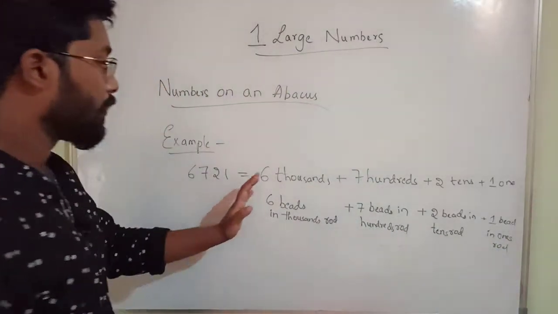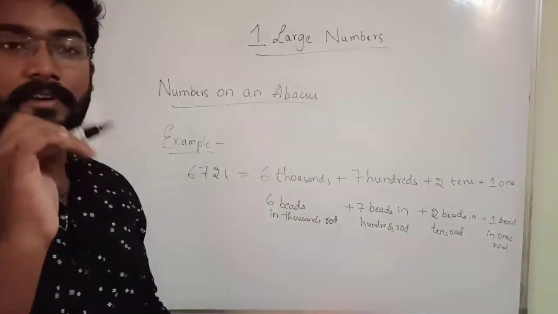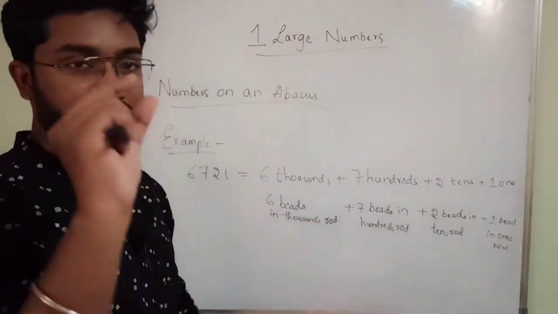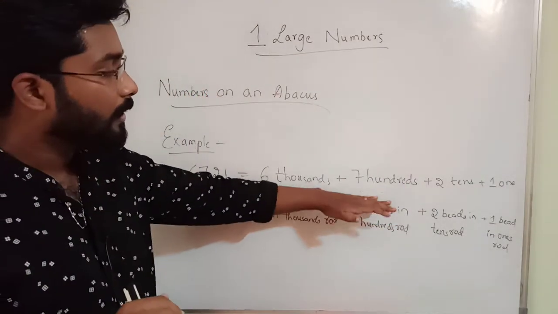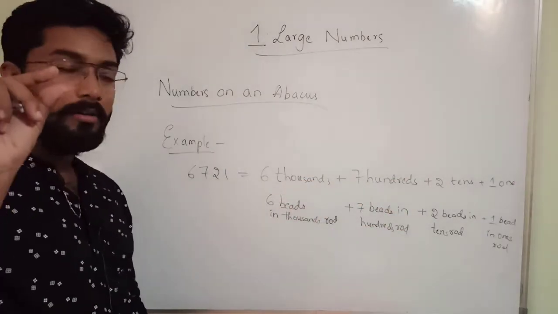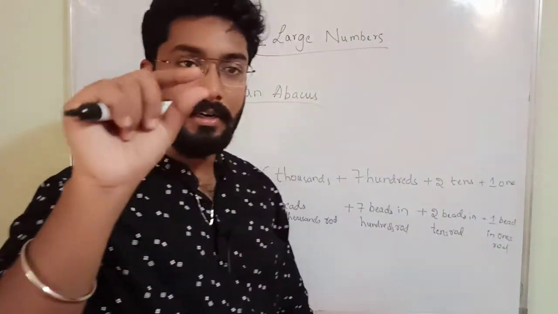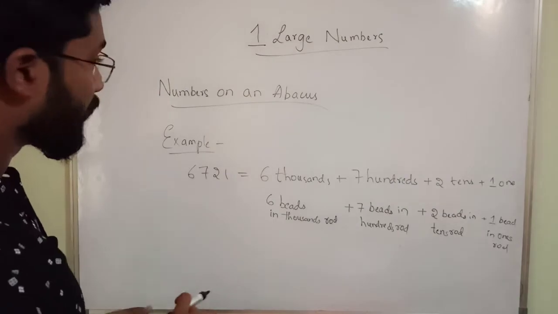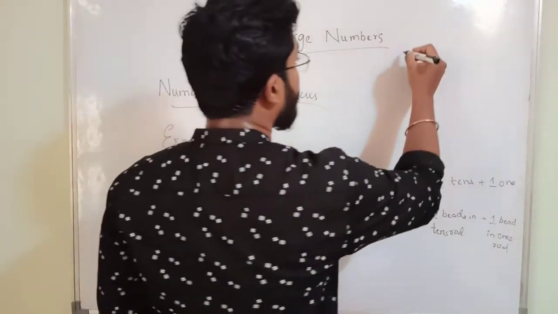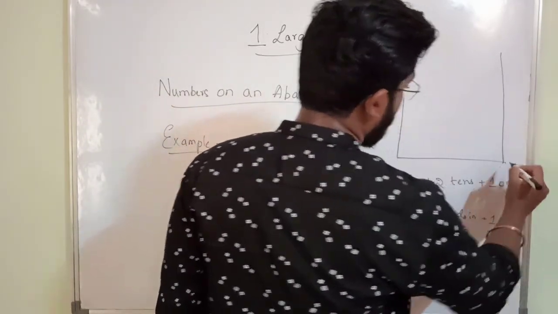Okay, this is that 6000 means 6 beads in thousands rod. Each bead value is 1000. Okay, 700 means 7 beads. Beads means ball. One ball value in this hundreds rod is 100. In thousands rod, one ball value is 1000. In tens rod it is 10. In ones rod it is 1. Every bead has its value. So if I want to represent it clearly for you, I will represent it here. See here. 1 minute.